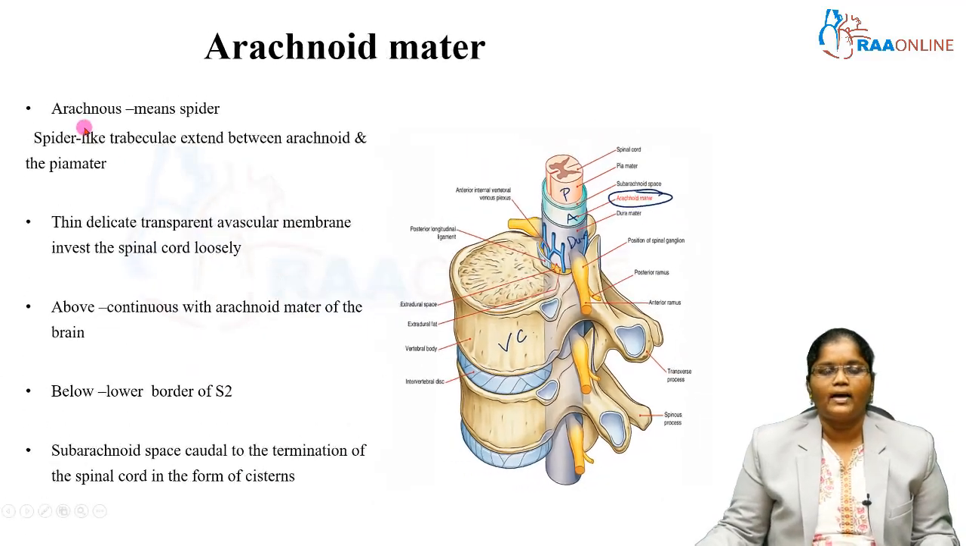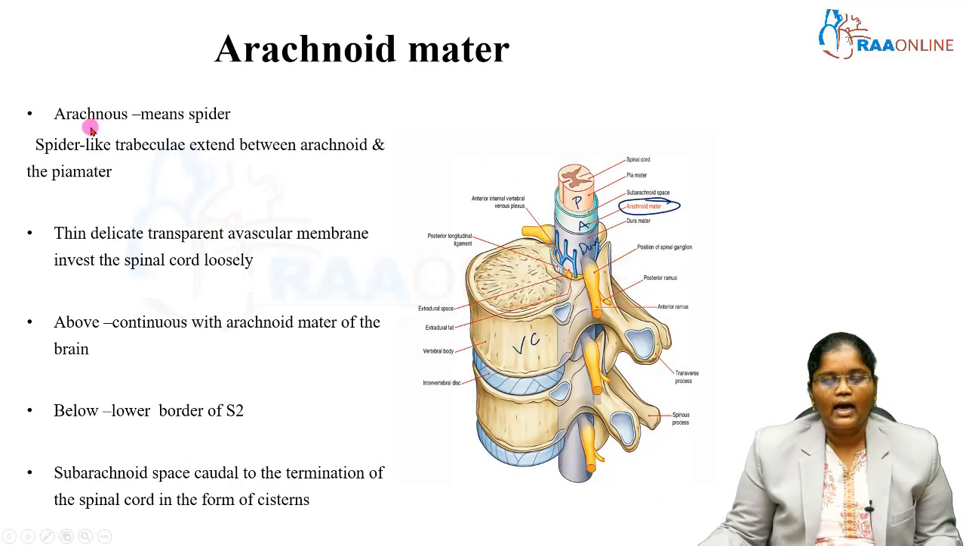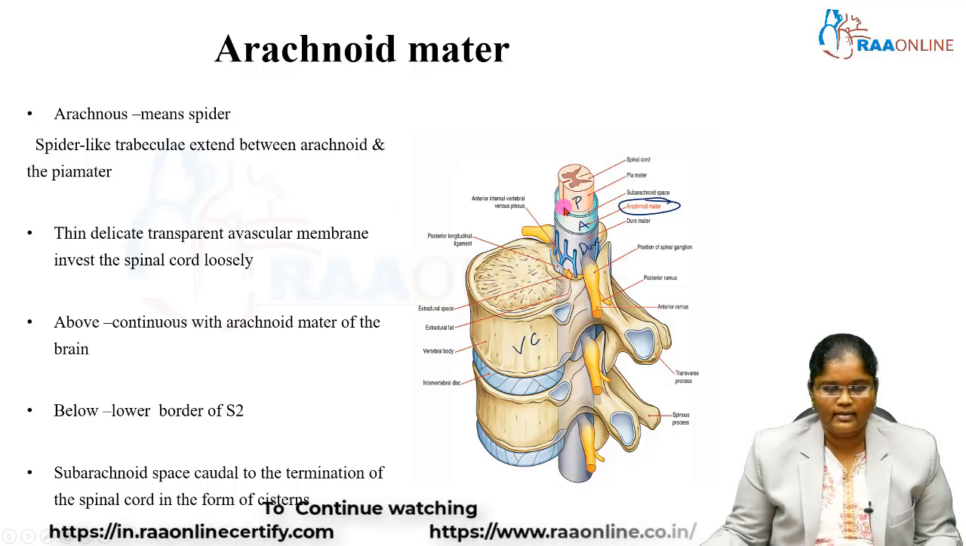So what do you mean by the word arachnus? The arachnus means spider. It is a spider-like trabeculae which extends between arachnoid matter and the pia mater. So it is an extension which is going inside, not to the DURAMATER. It is a thin, delicate avascular membrane which invests the spinal cord loosely.